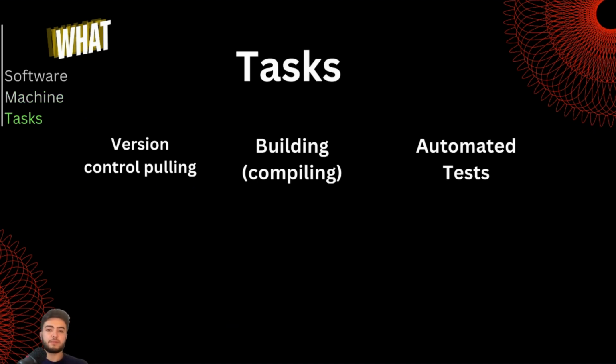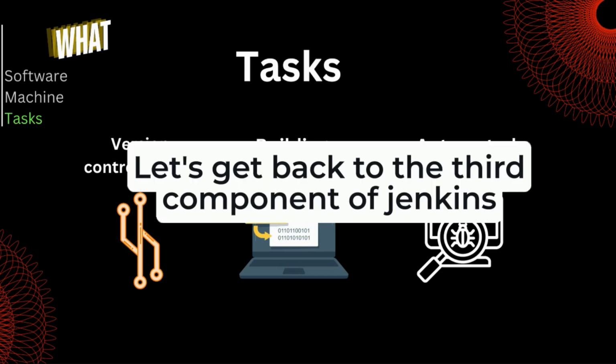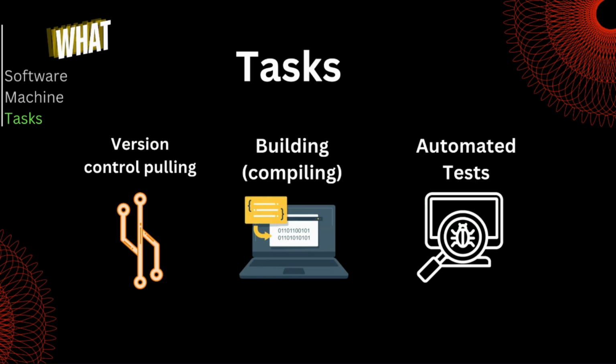Third part, which is tasks. What are those tasks? Some common ones are version control polling. Basically, a developer has his code on a repository, GitHub, Bitbucket, or Azure DevOps repo, whatever it is. If it's a Git repository, it will be connected to Jenkins, okay? And Jenkins will check out the code based on an event or a trigger.